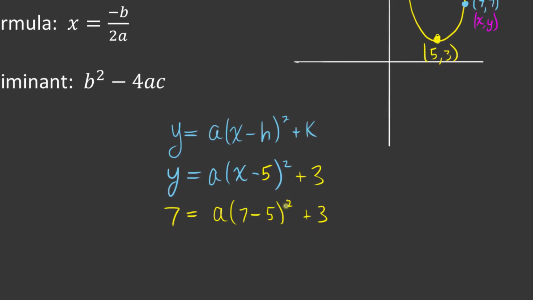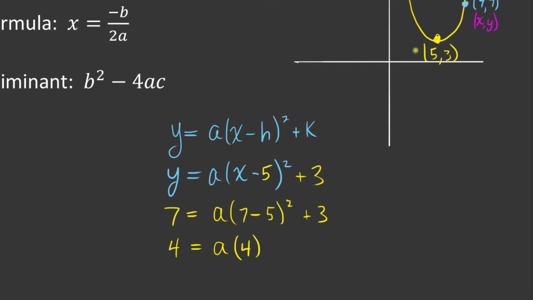7 take away 5 is 2. So this is 2 squared, which is 4. So this is now a times 4. I can subtract 3 on both sides. When I subtract the 3 on both sides, 7 take away 3 is 4. When I take my 7 minus 5 and square it, I get 4.